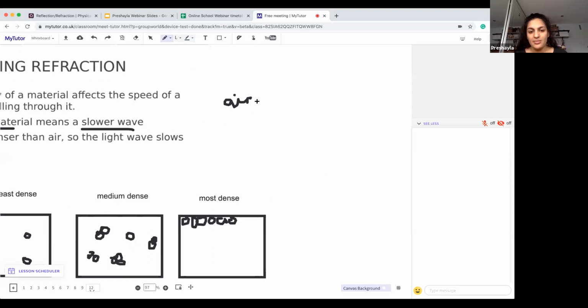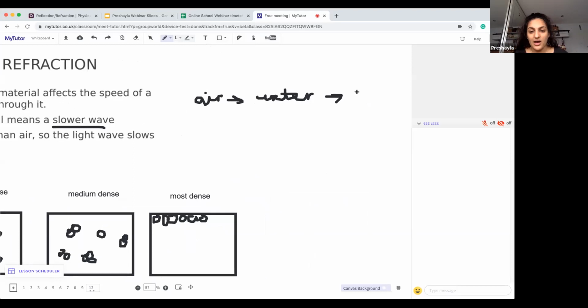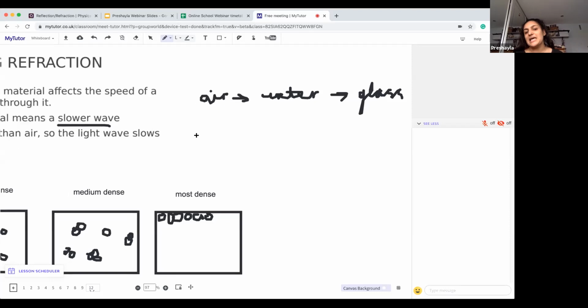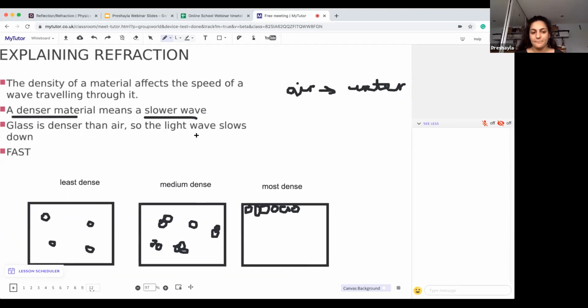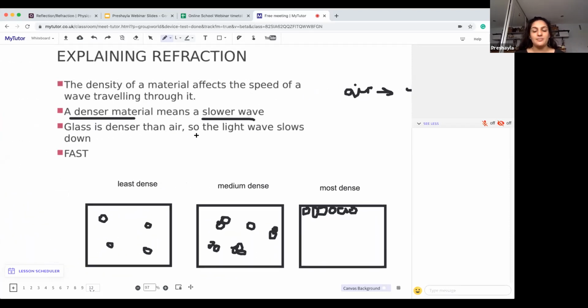So from that, we know that light will travel the slowest in glass, okay? It's going to travel the slowest in glass, medium in water, and the quickest in air, which we know it travels at 3 times 10 to the 8 meters per second in air. So the denser the medium, the slower the wave.